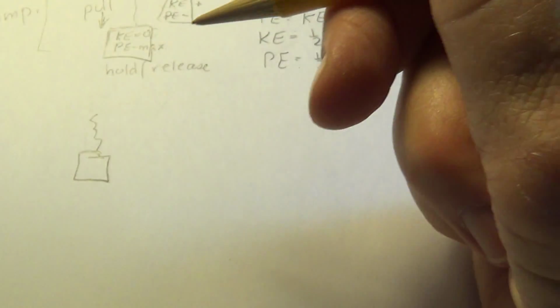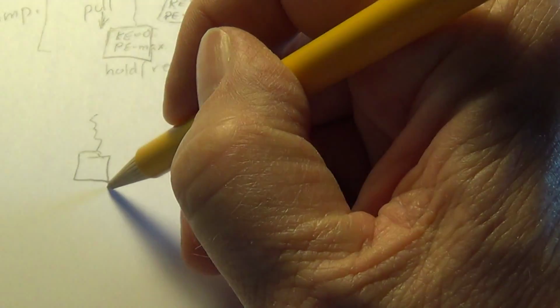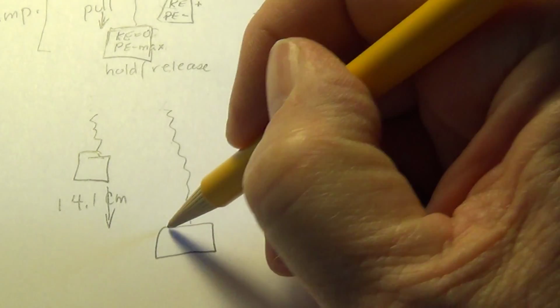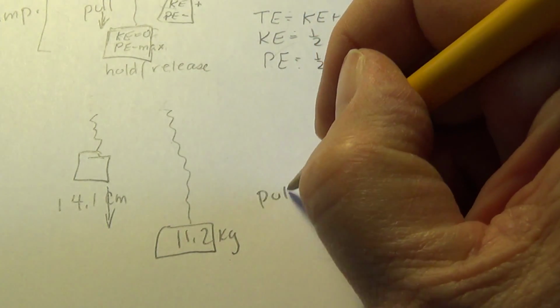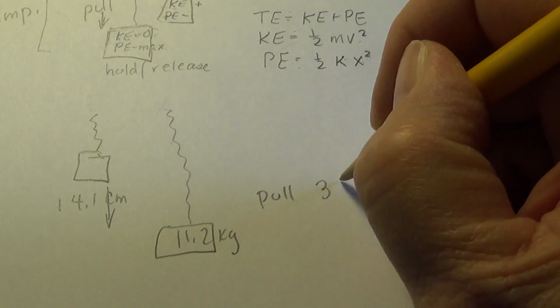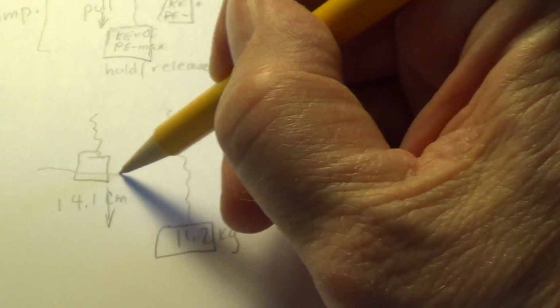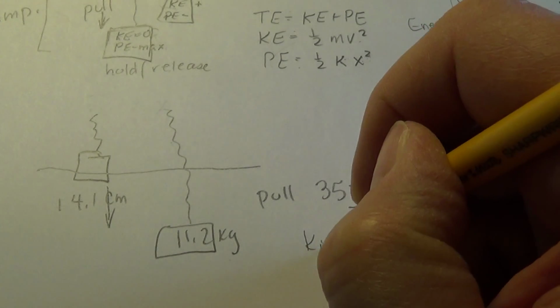So the first example, we had a mass spring system and we pulled it down 14.1 centimeters with our pull, and the mass then looked like this. We'll say it was 11.2 kilograms, and the pull added 35 joules of energy to the system. So this is equilibrium up there. The question was find K.